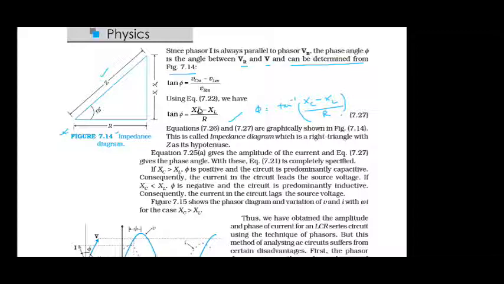If XC is greater than XL, phi is positive, and the circuit is predominantly capacitive. Consequently, the current in the circuit leads the source voltage. If XC is smaller than XL, phi is negative and the circuit is predominantly inductive. Consequently, the current in the circuit lags the source voltage. Figure 7.15 shows the phasor diagram and variation of V and I with omega t for the case XC is greater than XL.